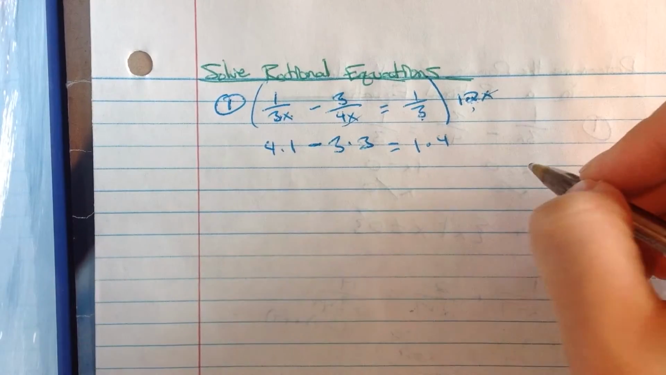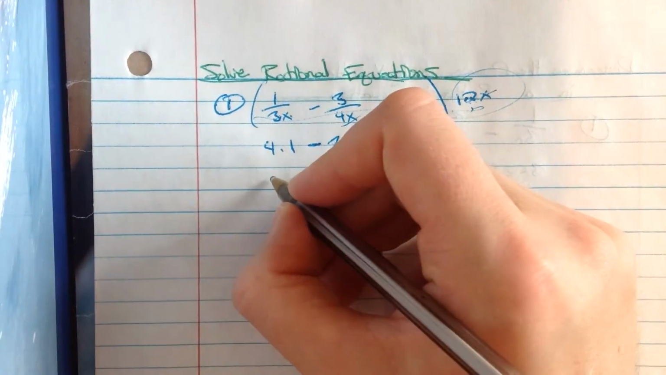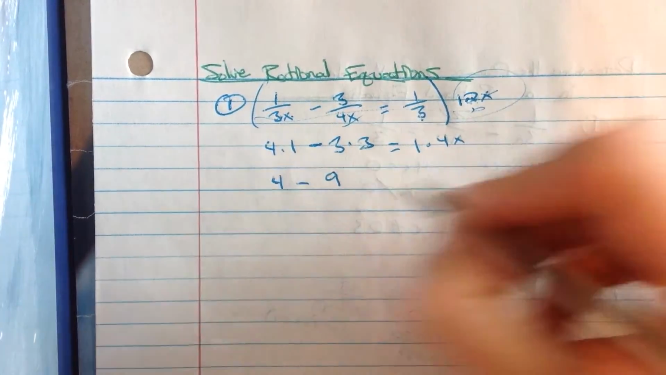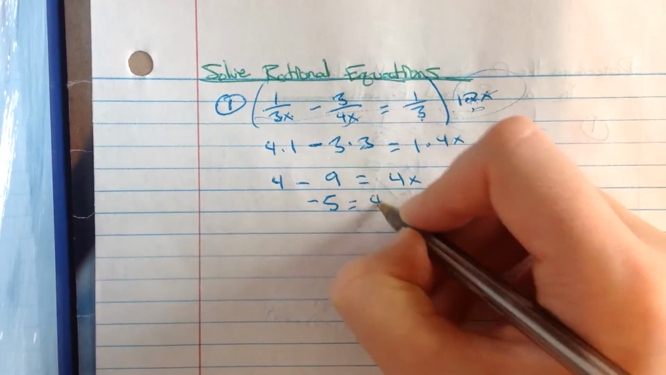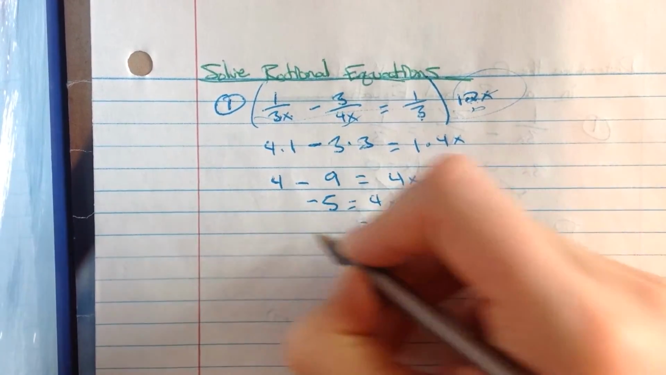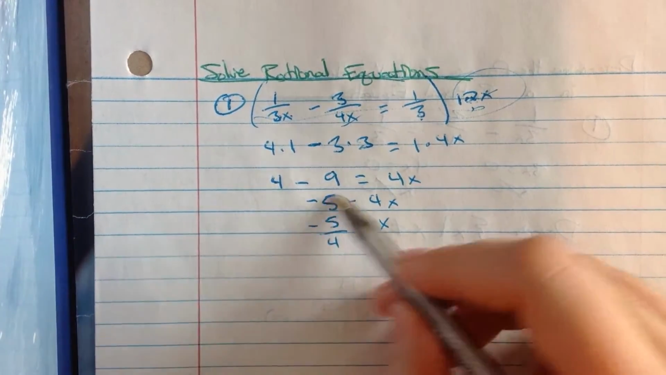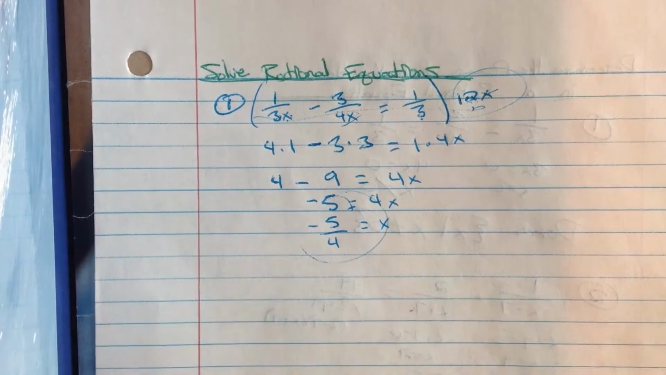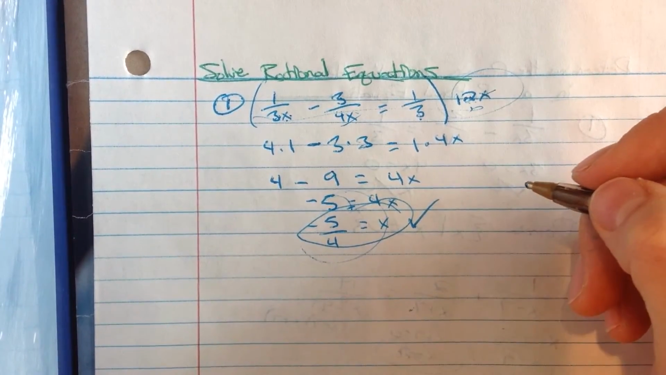And this will actually get rid of the entire denominators if we multiply by the common. So I get 4 minus 9x, equals 4x. Negative 5 equals 4x. x equals negative 5 over 4. The next thing to do is to check: is this in the denominator? If I were to plug this in, would it make a denominator 0? Is it in the domain? It doesn't make a denominator 0, it's in the domain, therefore it can be a solution.